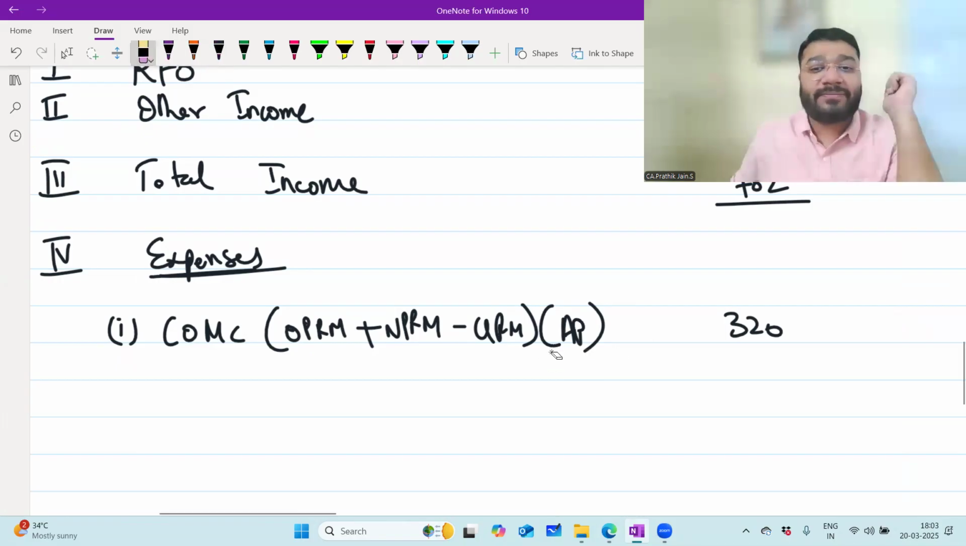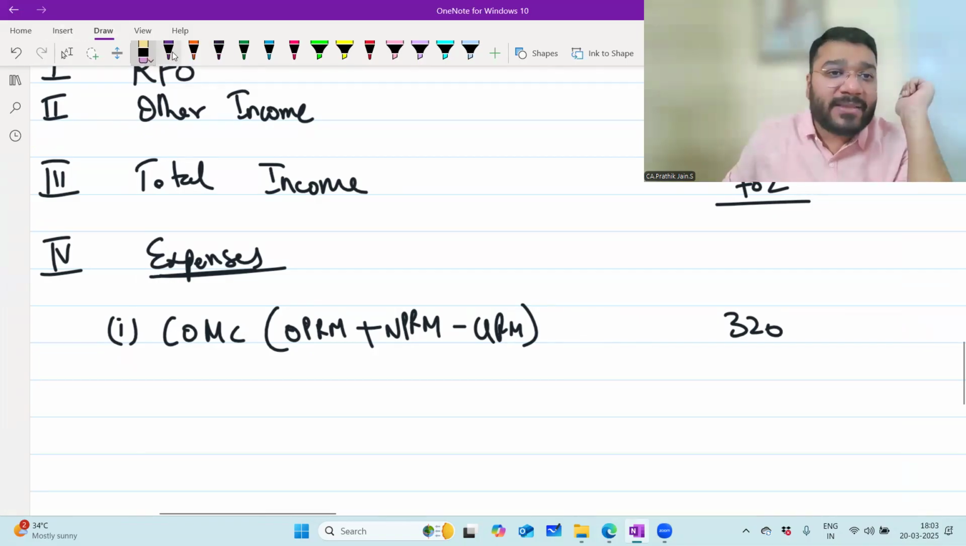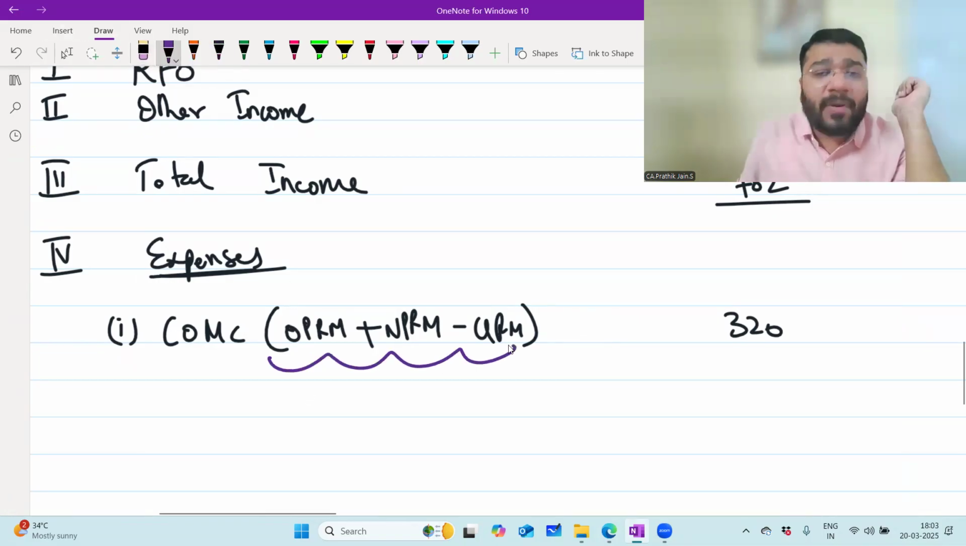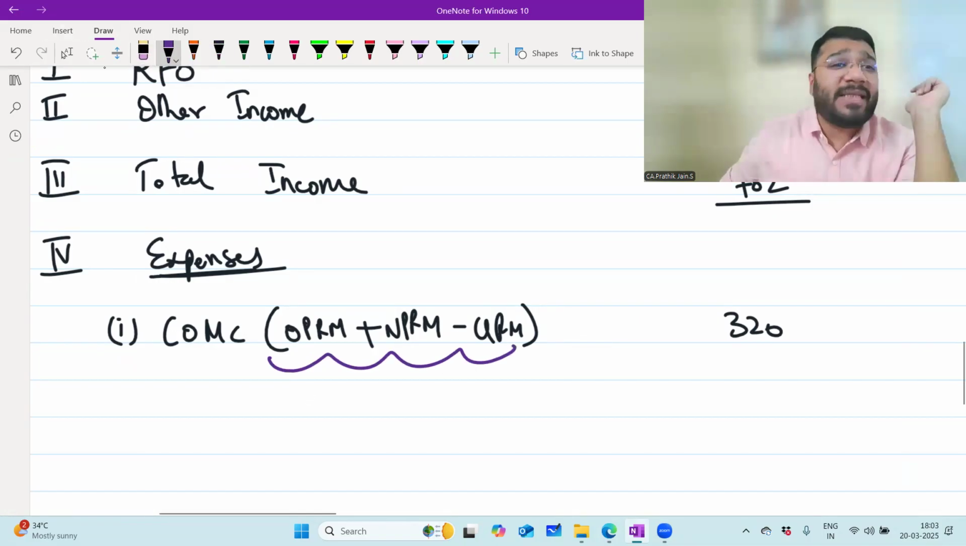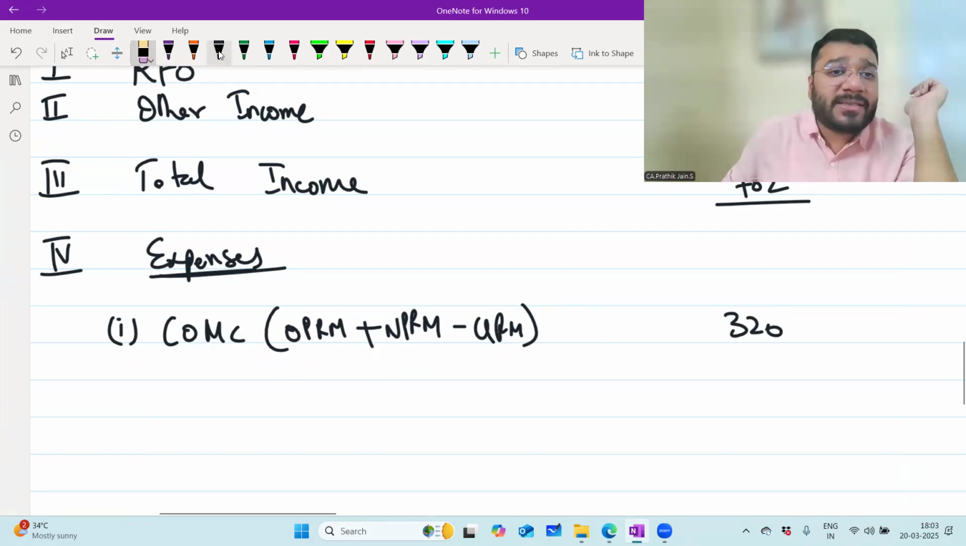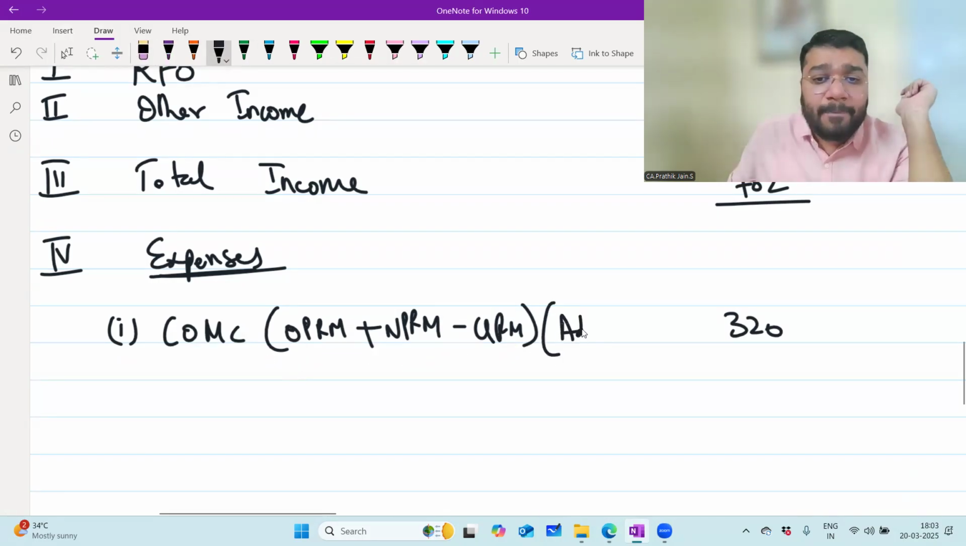Understood, not understood? Please add in bracket adjusted purchase. Sir, is this formula required to be disclosed in the exam? Not required. This is for our understanding we're doing. In bracket, please write adjusted purchase properly. That is required.